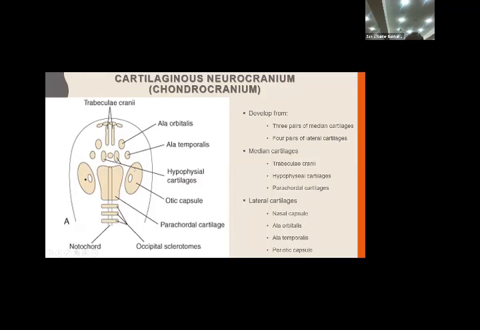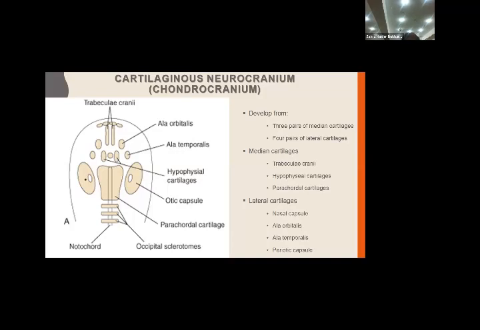मैं lateral cartilages को repeat कर देती हूँ. This is nasal capsule, ala orbitalis, ala temporalis, and this is the hypophyseal. This is the otic capsule. Hypophyseal ये है बेटा, वो midline cartilage में आ जाता है. Sorry, and this is the otic या periotic capsule, जो भी आप नाम लेना चाहें. So ये these are the names of cartilages.